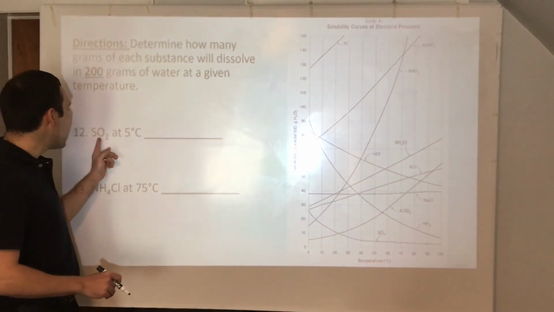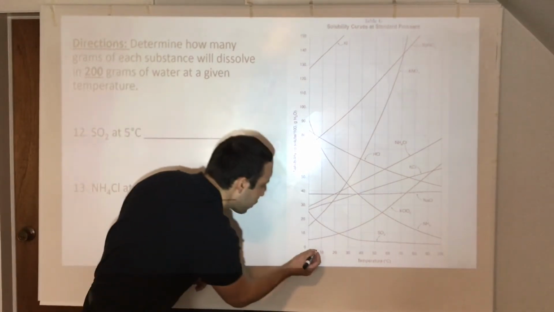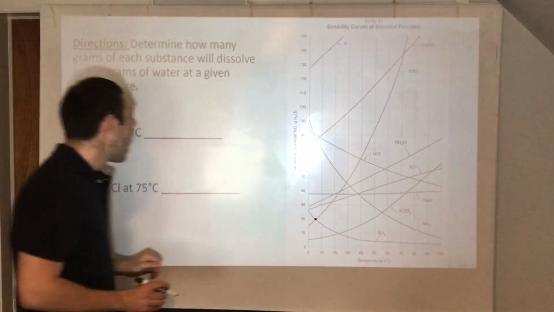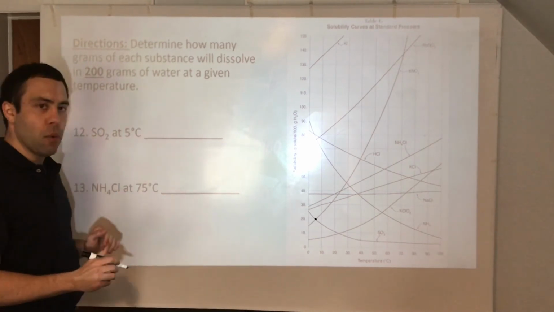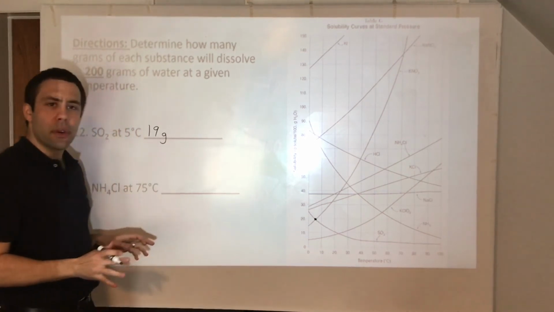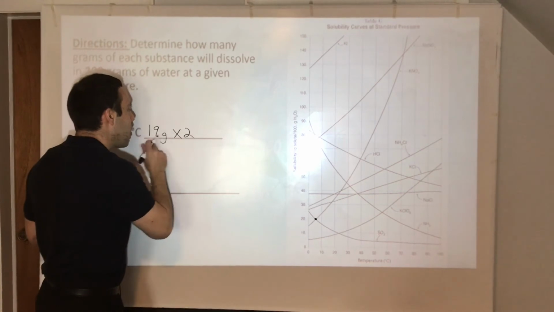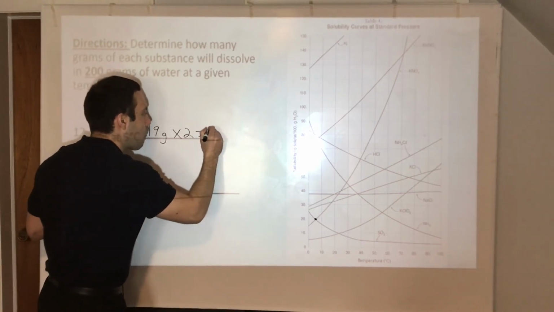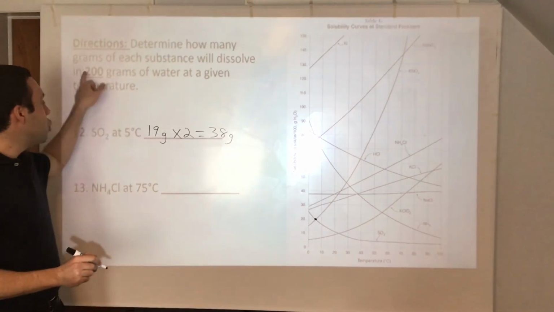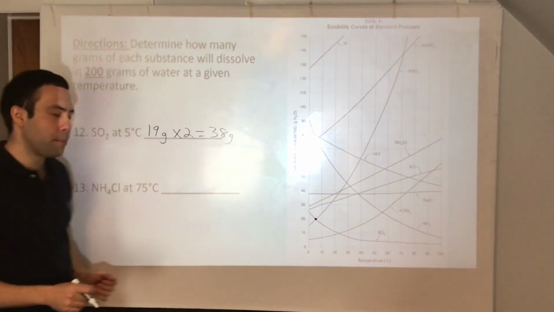For example, SO2 at 5 degrees Celsius. Let's continue as we normally would. Let's go to 5 degrees Celsius and find SO2. Right about here. Now, if this was a regular problem, 100 grams of water, we would say that is about 19 grams. However, since we have 200 grams of water, we must double this. 19 grams times 2. At 5 degrees Celsius, 200 grams of water can dissolve 38 grams of SO2.